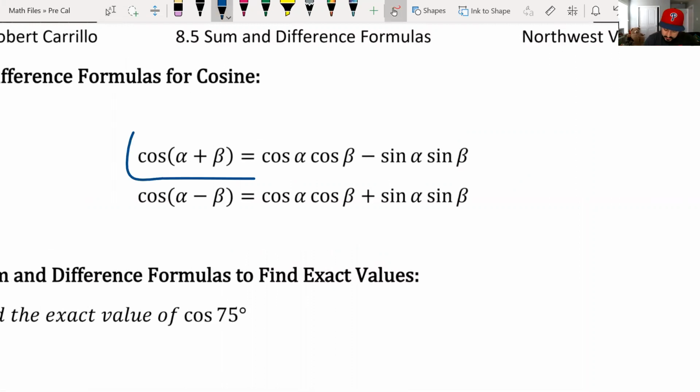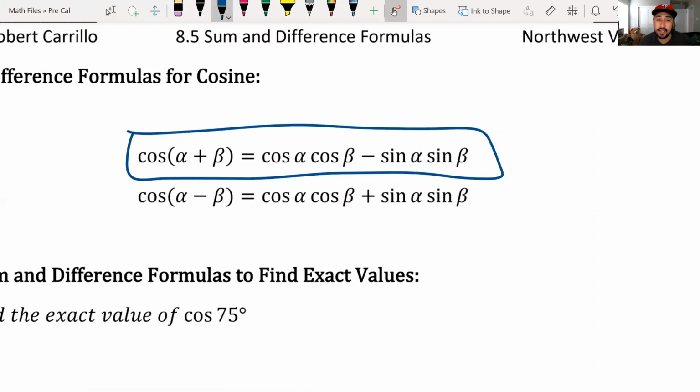So the first one is cosine alpha plus beta can be expanded into cosine alpha times cosine beta minus sine alpha times sine beta. And the second one is the difference formula. Cosine alpha minus beta can be expanded into cosine alpha times cosine beta plus sine alpha sine beta.